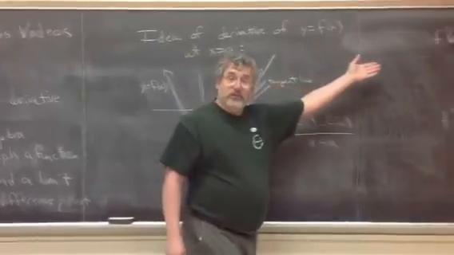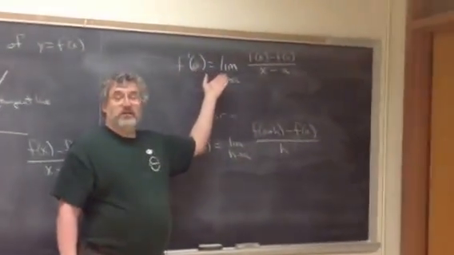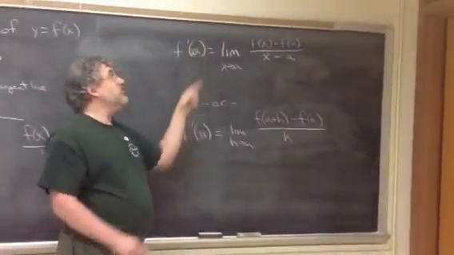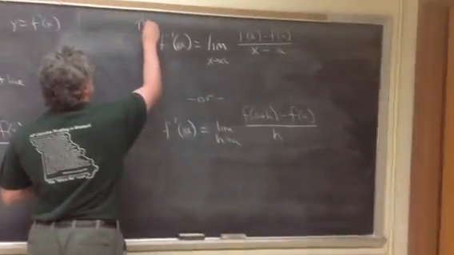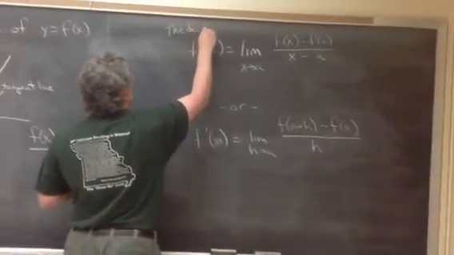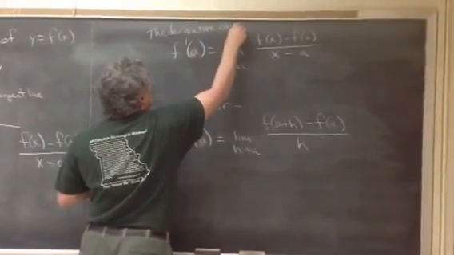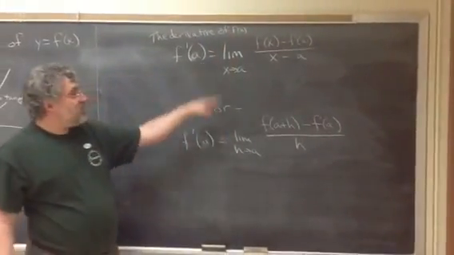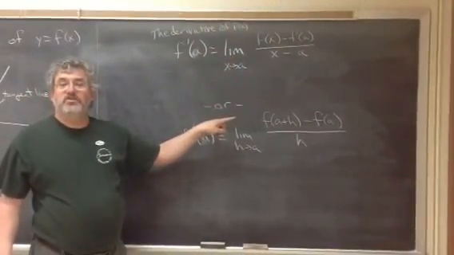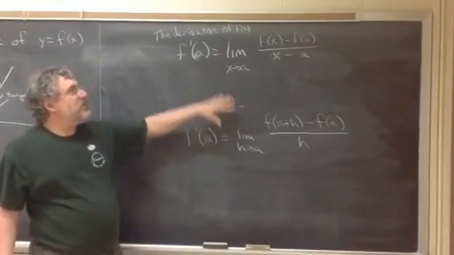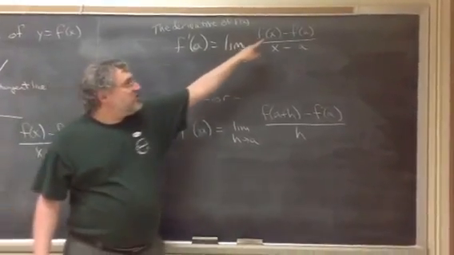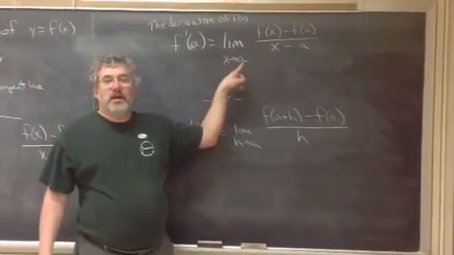Over here, I've already written them. Here's the formula for the derivative. Notice the f prime, that means the derivative. And notice I've actually written two formulas. There are two ways you can write this. They're really the same thing. The first one had it just like before. The x is getting closer to a.